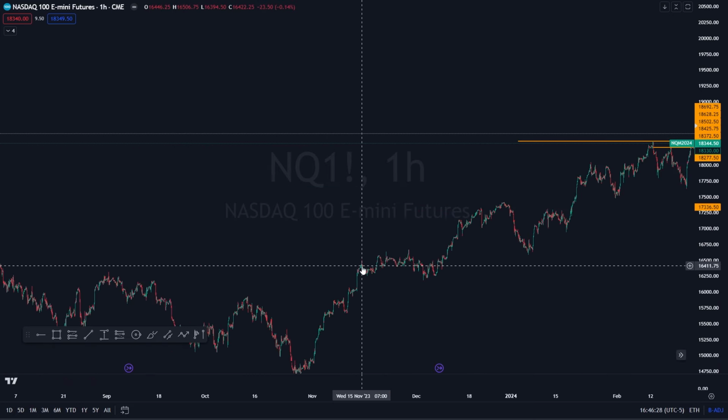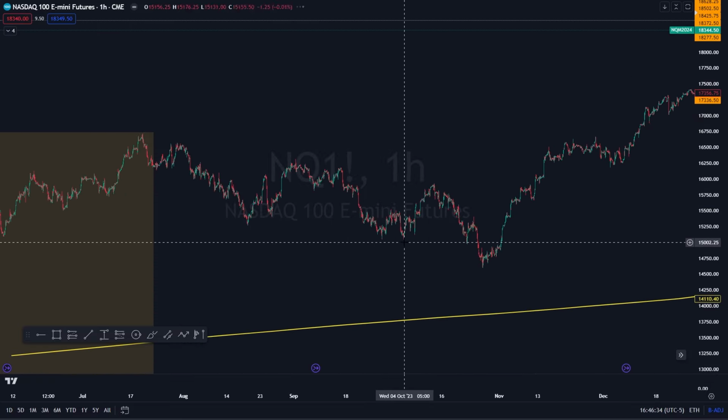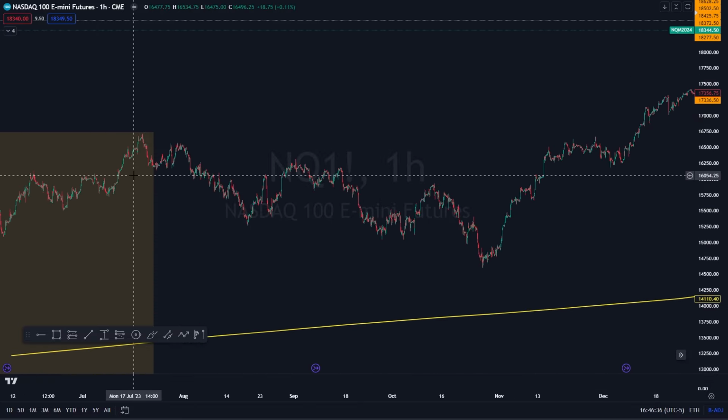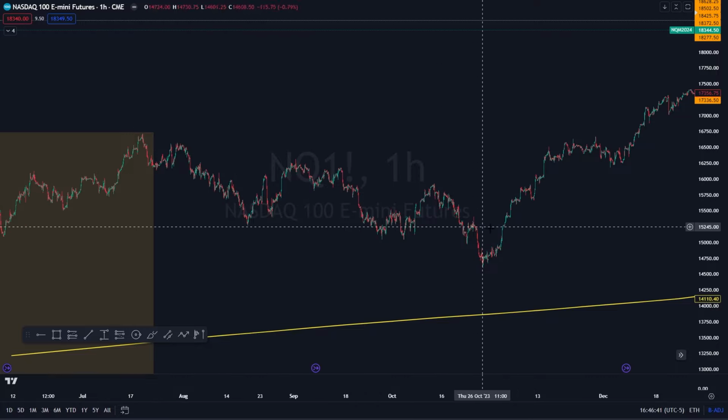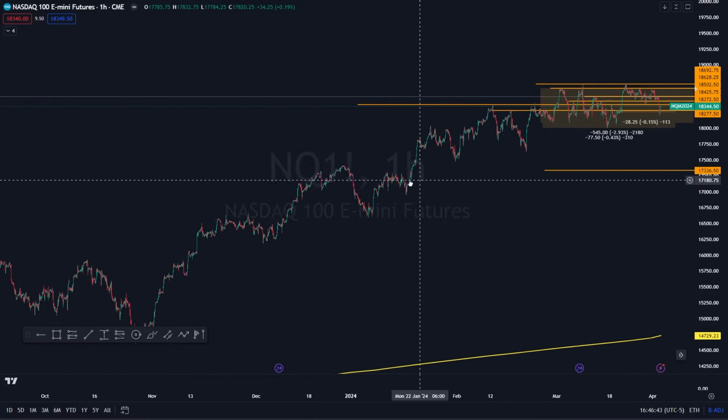You have to go back to November. You consolidated from November 15th into around December 10th. You had your monster move to the upside. You go back here, this was a longer consolidation, but basically July through almost September. You're in October, you consolidate sideways, slightly going down, and then you take off and have your massive bull run continue.